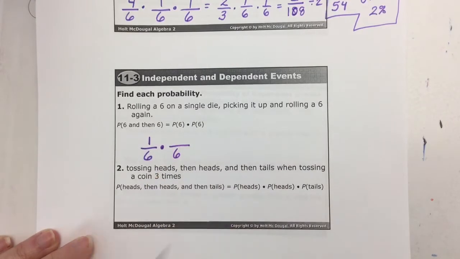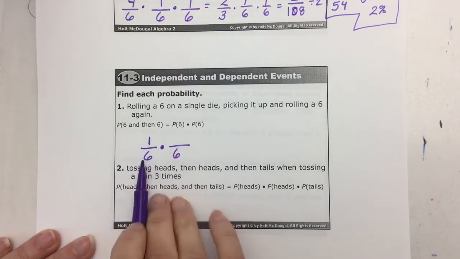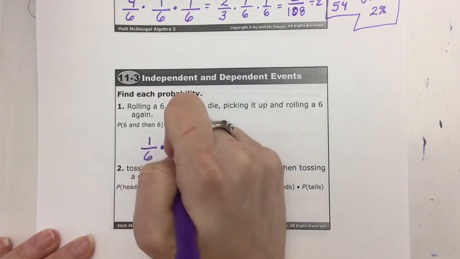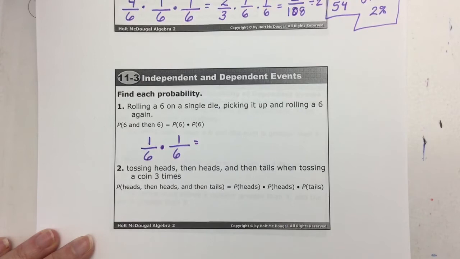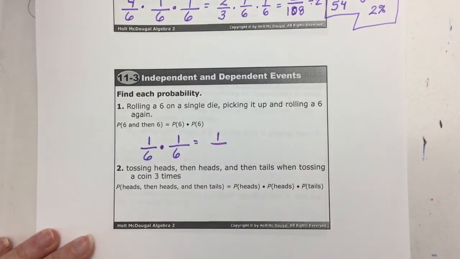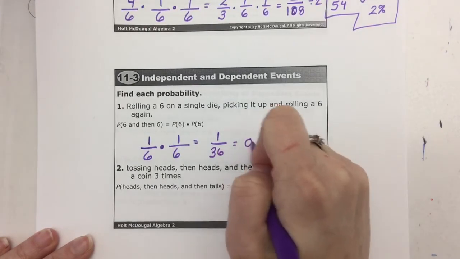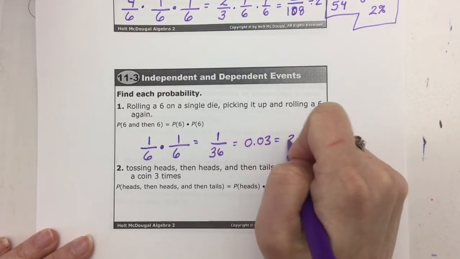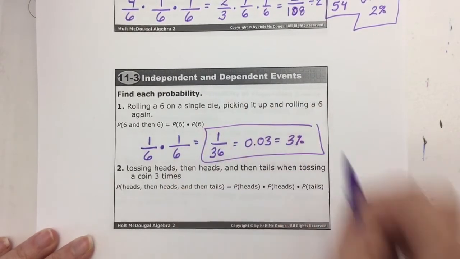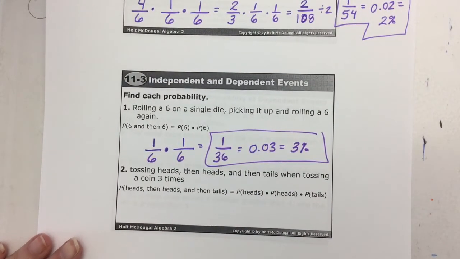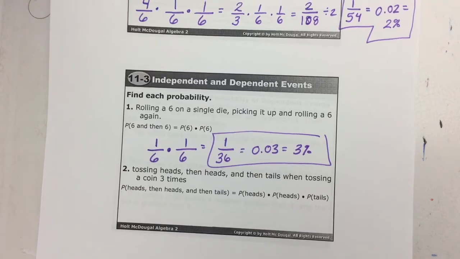There are still 6 sides on the number cube. Okay, the denominator doesn't change. Independent event. How many 6s are there? There's still 1. So top times top is 1. Bottom times bottom is 36. 1 divided by 36, 0.03. So there is a 3% chance that if you pick up a standard number cube, you roll a 6, you pick it up, that you'll roll a 6 again. So not a very big chance.